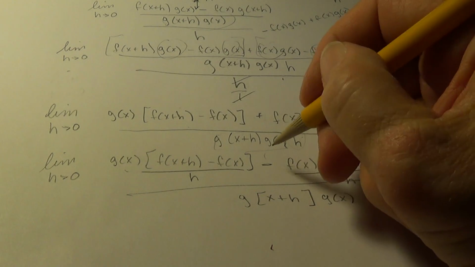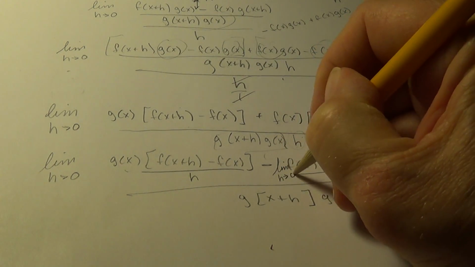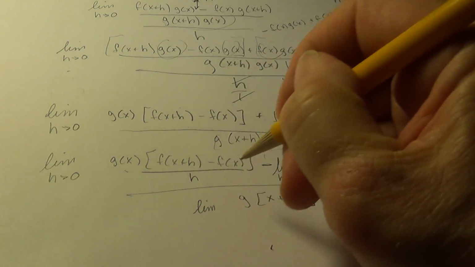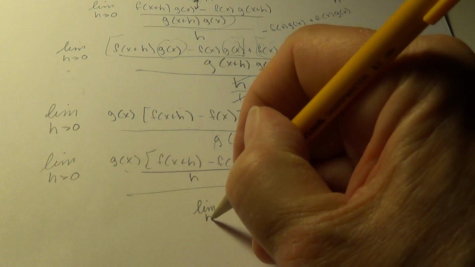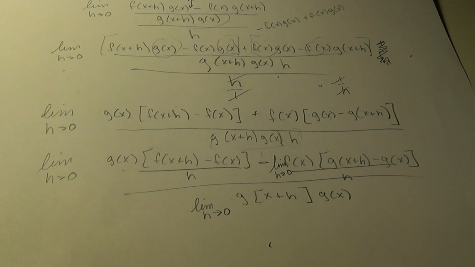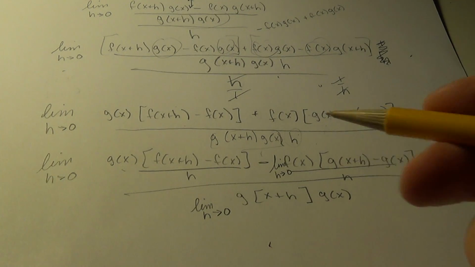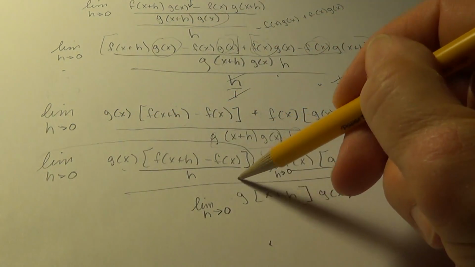And I said I would split it up into 2 limits, and actually 3, because we also know the limit of a quotient is the quotient of the limits. So now I've got 3 individual limits in this problem. Let's take the limit here, this first limit.